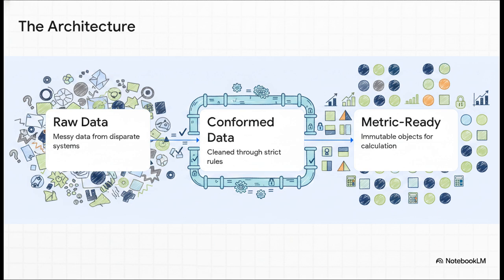And Tier 3 consists of metric-ready inputs. The absolutely crucial point here is that these tiers are strictly separated. Raw data transforms into conformed data through a pipeline that is idempotent. That's a fancy way of saying you can run it 10 times on the exact same input and get the exact same perfectly auditable output every single time.